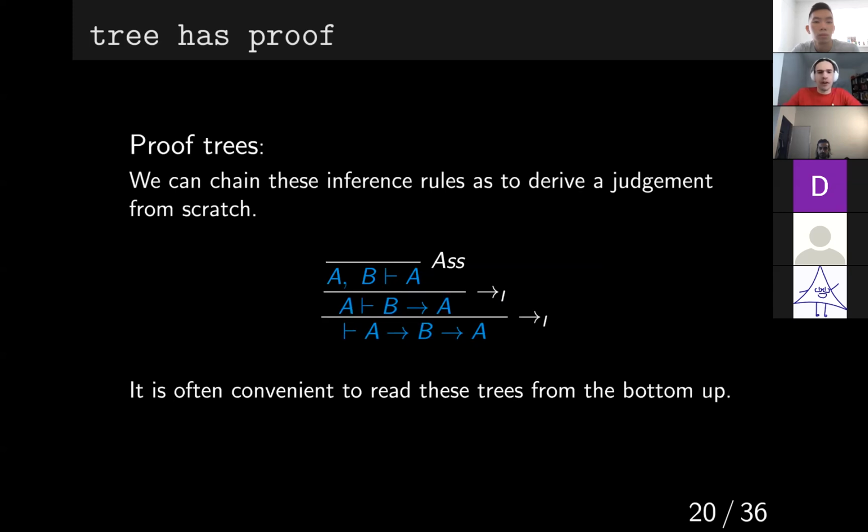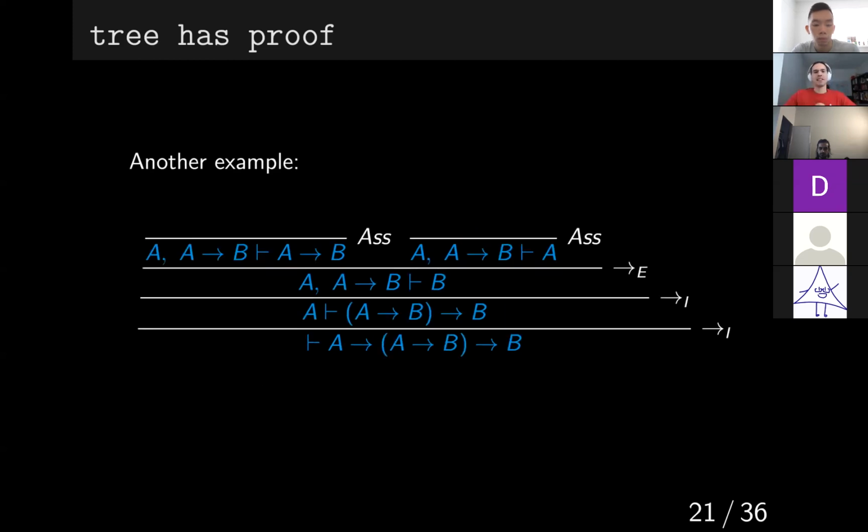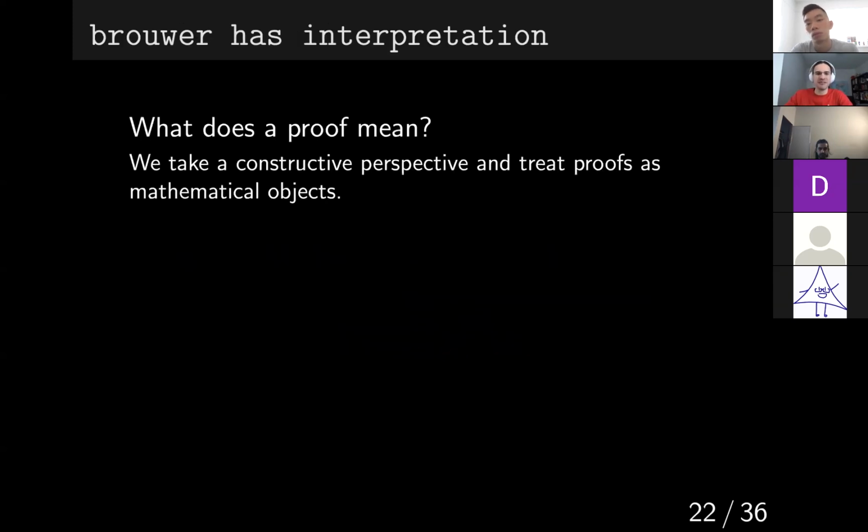Okay, I need to go a bit quicker. So here's another example. A implies B implies B. This is an example where we're actually going to use implication elimination. I assume A implies B. And now since I've assumed both of those, I have A implies B, I have A, I use the implication, that gives me B. And then I pull the assumptions back in and form implications.